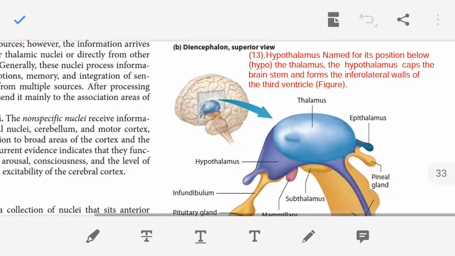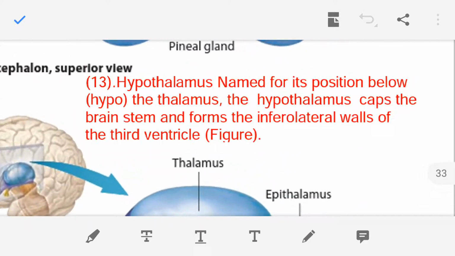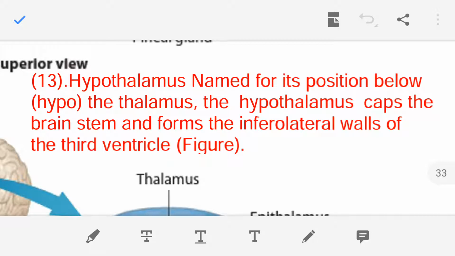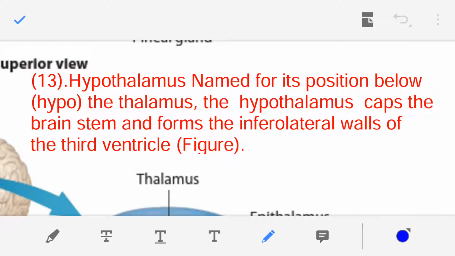See the numbering that I have given in this lecture, it is in continuation of our previous lecture. Generally we start with the first number, but here we are starting with number 13.